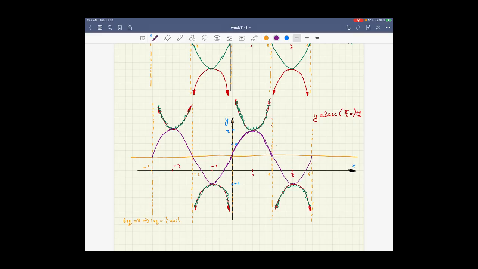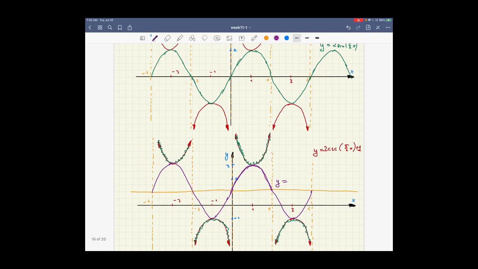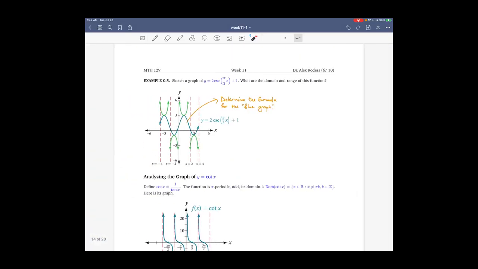So you can easily see that this function is 2 sine pi over 2x plus 1. And that is, in green, our desired function, 2 cosecant pi over 2x plus 1. So this function here in blue actually is 2 sine of pi over 2x plus 1. And this example is now over.